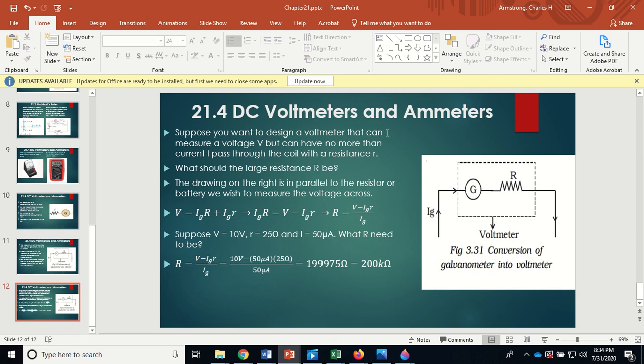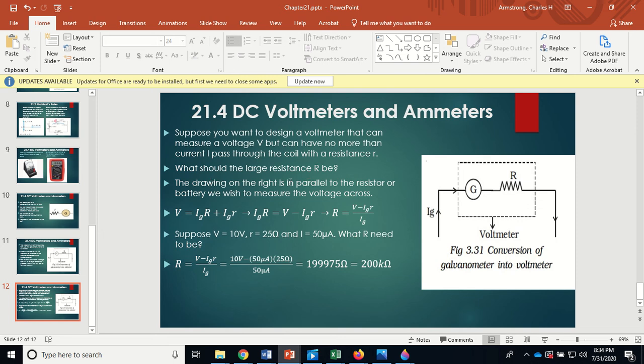Suppose you want to design a voltmeter that can measure a voltage V, but can have no more than current I pass through the coil with the resistance of little r. So in other words, we know what voltage up to we want to measure. We know the most current we can let pass through without damaging the coil, and we know what the resistance of the coil is going to be. What should the large resistance R be?